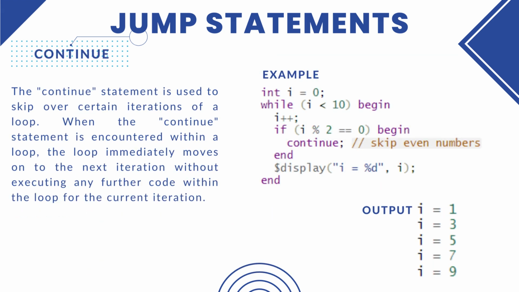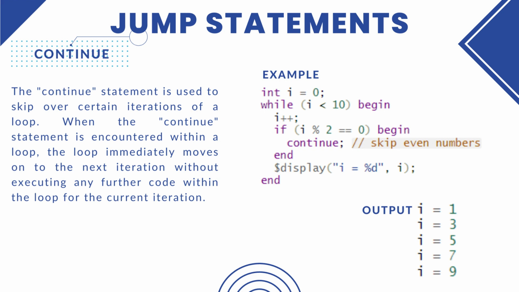Next, we will have a closer look at the continue statement. The continue statement is used to skip over certain iterations of a loop. When the continue statement is encountered within a loop, the loop immediately moves on to the next iteration without executing any further code within the loop for the current iteration. Here is an example of a continue statement in a while loop.